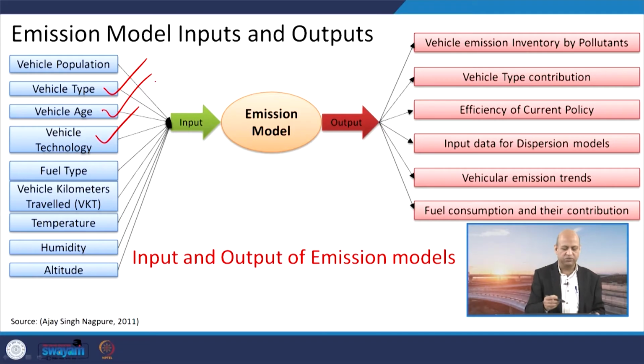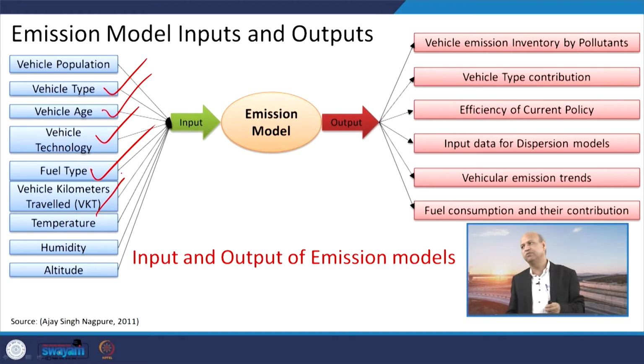Then vehicular technology, as we have discussed, vehicular fuel type, CNG and all those, then vehicle kilometers travelled by any vehicle, okay. So, that is also to be taken. Then other correction factors like temperature, humidity, altitude, as we have discussed, all those will be the input parameters, and the output we will have is the emission values, okay.